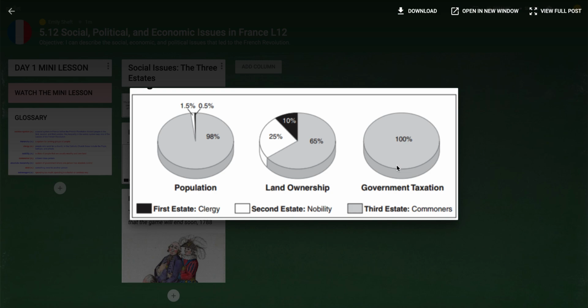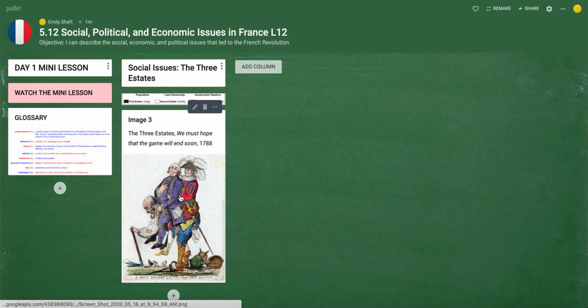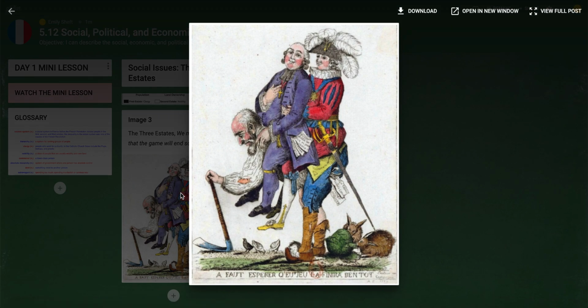Government taxation. The poorest people and the people who have the least amount of power are the ones who are being taxed by the government. The third estate, the commoners. And then this brings us to this image, which depicts the 3 different estates. We can look at this as, we have the third estate, this man who's bent over here, who has some sort of farming tool, I would say. He's the backbone. He's holding up society, where we have the first estate and the second estate riding on the backbone of the third estate.